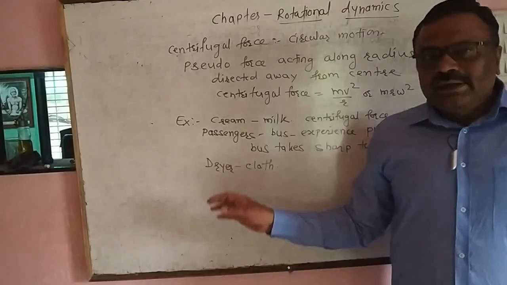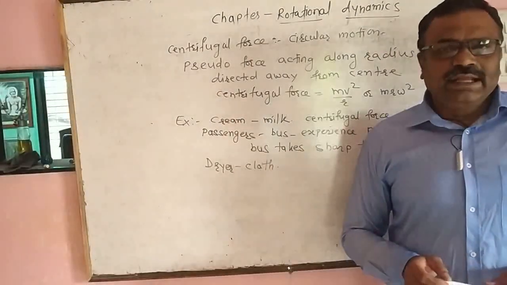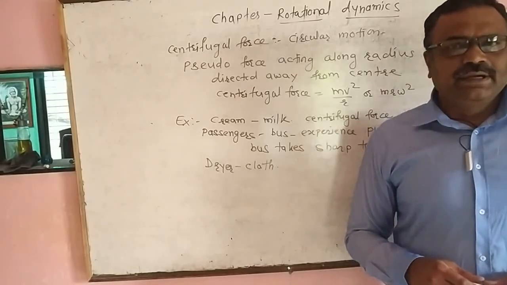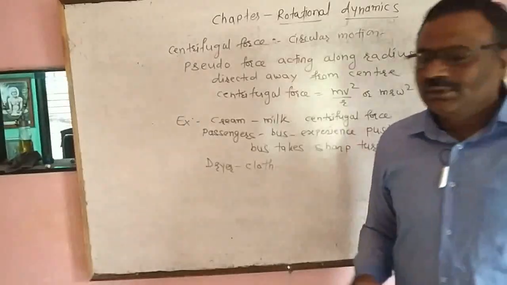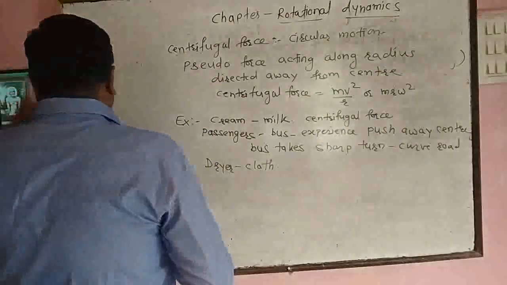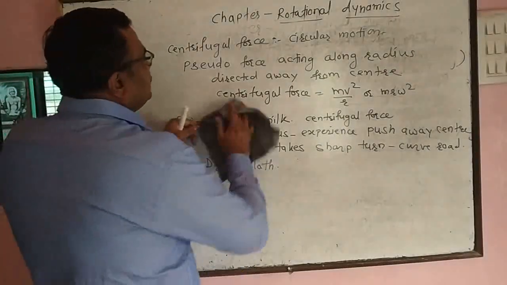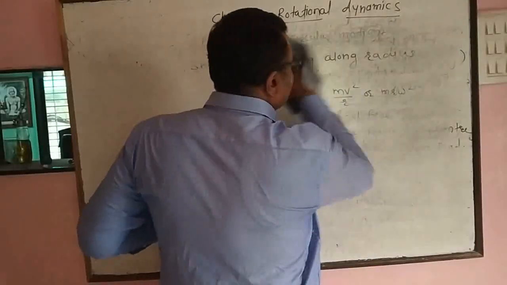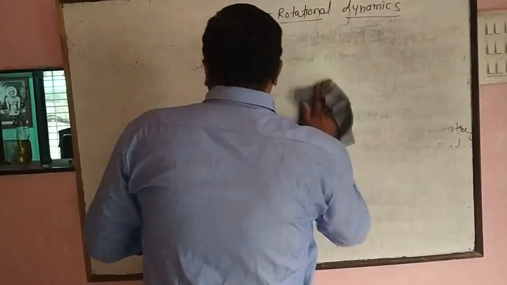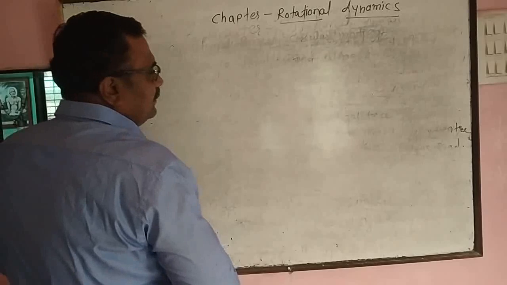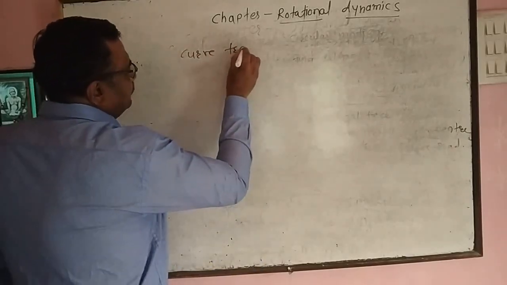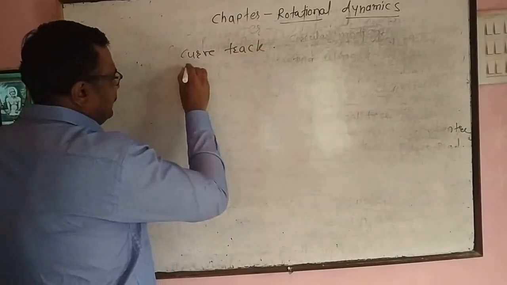Now, in the next topic, we calculate the maximum safety speed limit of a vehicle. Expression for maximum safety speed limit of a vehicle. Now consider a circular track, as shown in this figure.